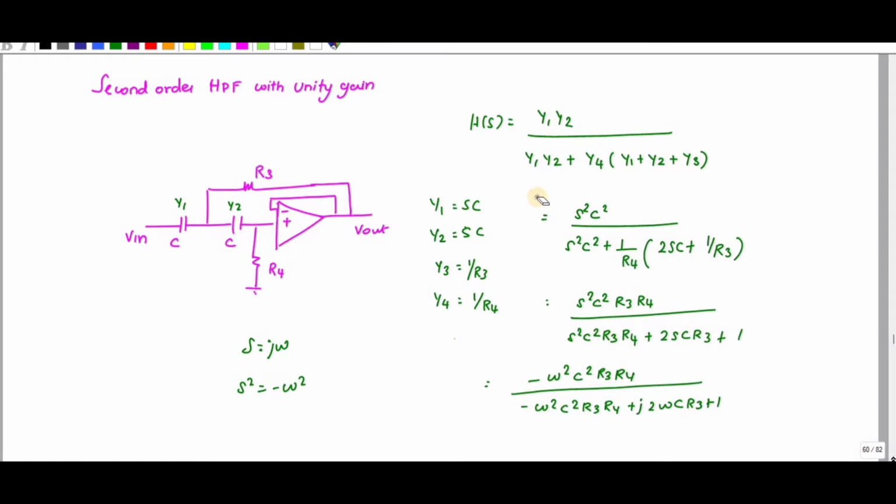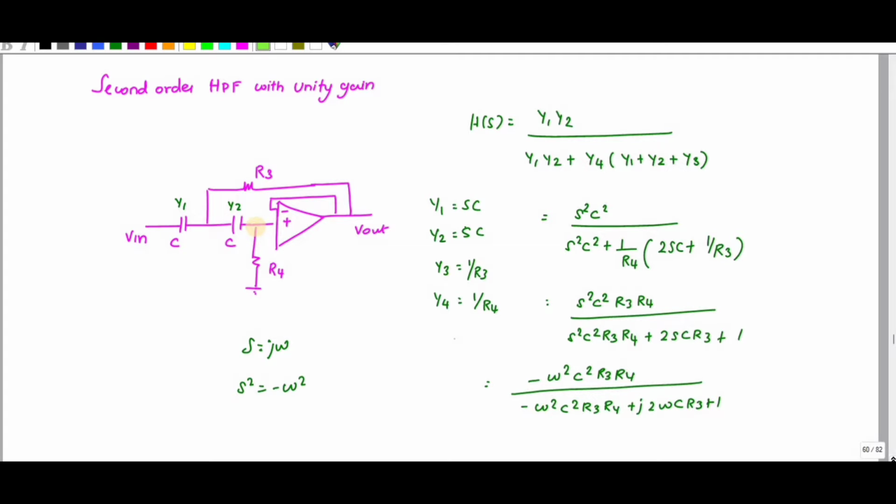In this video, we are going to discuss the second order high pass filter with unity gain. This is how you have to connect the circuit. For Y1 and Y2 you have to connect a capacitor, and for Y3 and Y4 you have to connect 1 by R3 and 1 by R4. Since for the gain I have connected it like a voltage follower, it is called unity gain.